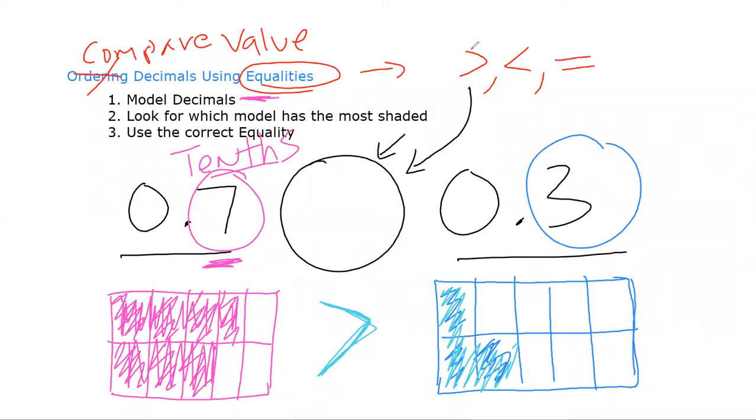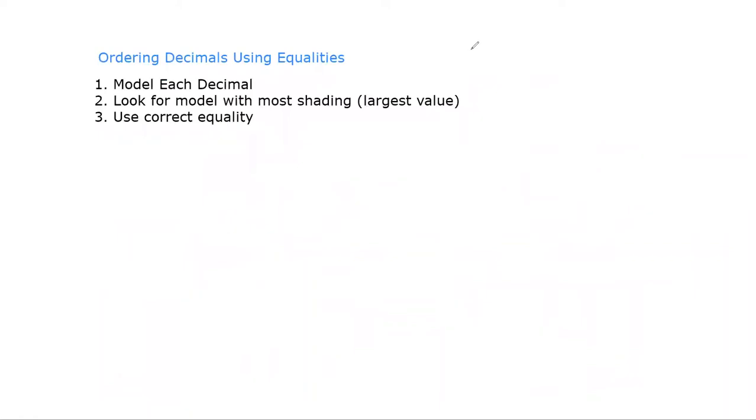There's more shaded. I've covered more of my whole. I'm pretty close to 1. I'm closer to 1 than I am with 3/10. So again, when choosing the correct equality, the open part of the symbol goes to the largest value. So 7/10 is greater than 3/10 is how we would read that. Okay, well, let's keep on going. All right, practice, practice, practice.